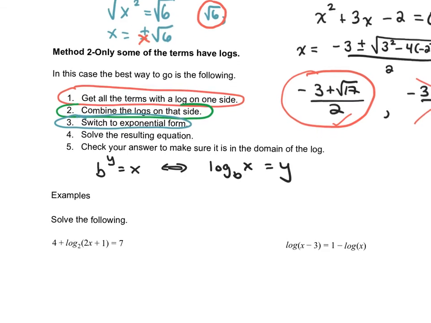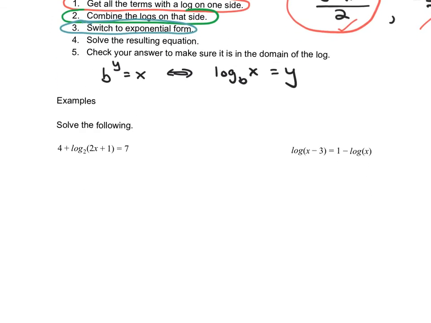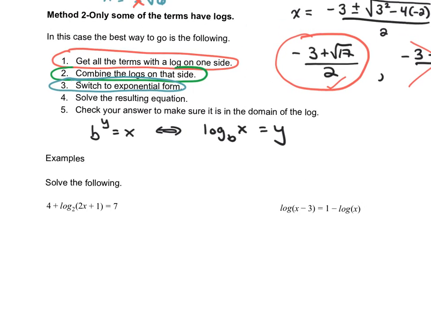So if I look at this first one, it says solve the following: 4 plus log base 2 of 2x plus 1 equals 7. So there's only one log term, and that's this one, so that's good. But there are two numbers. So I would start this problem by getting rid of that 4. So I'll subtract 4 from both sides. That will get me log base 2 of 2x plus 1 equals 3.